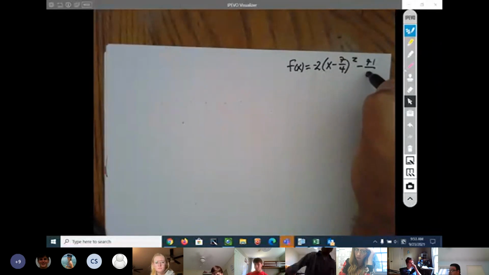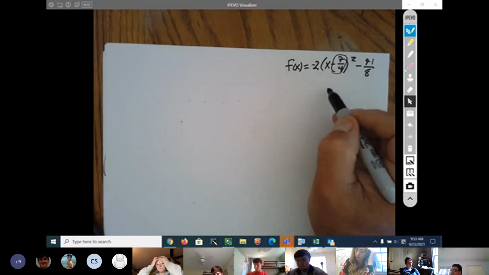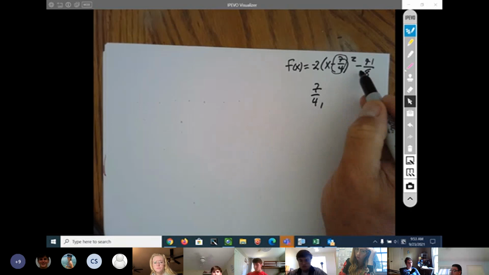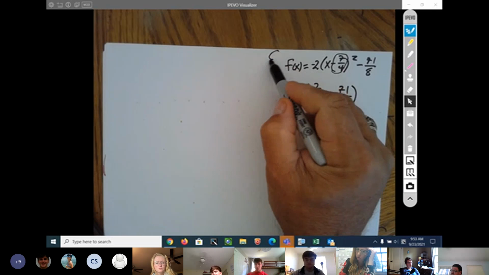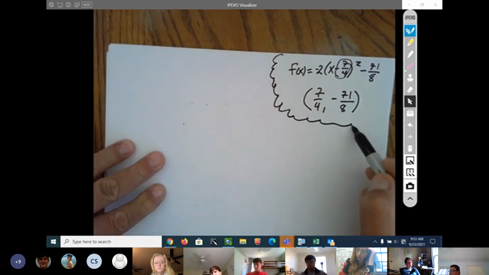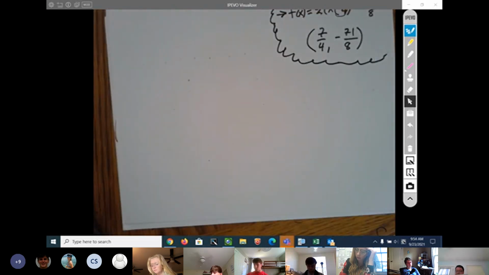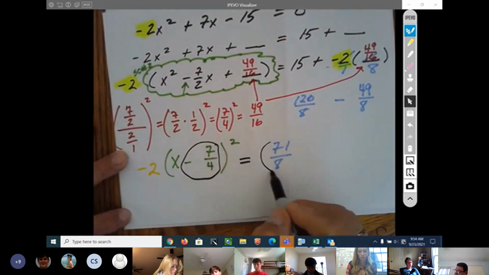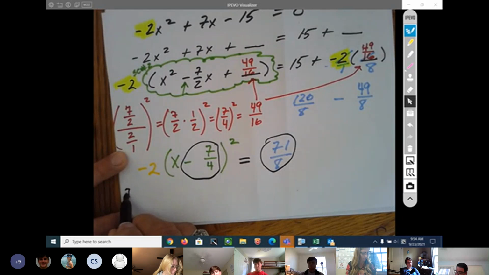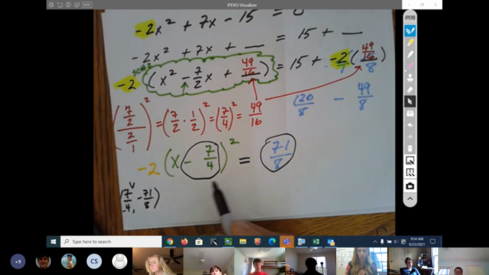71 over 8. And they may ask you for the vertex, and that would be a horizontal shift of 7/4 to the right and -71 on the vertical shift. So there's your vertex. Now this, they may ask you in the homework and the test to put it in that form. It's called intercept form. I just usually just ask for the vertex. So you can just do the vertex, the opposite of this guy, the opposite of this guy. So that's 7/4 and -71 over 8. That's your vertex. Now we got to solve this for x.